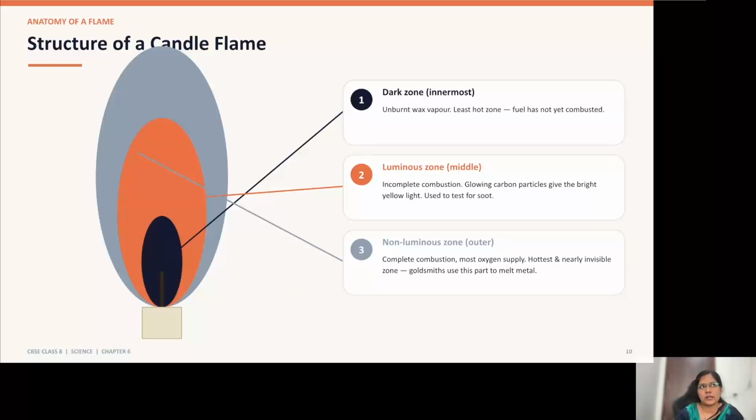Did you ever get a chance to visit a goldsmith? Goldsmiths traditionally hold the metal in the outer zone to melt it efficiently. Okay, so tell me now, which zone is the hottest? Outer zone or non-luminous zone? Very good.